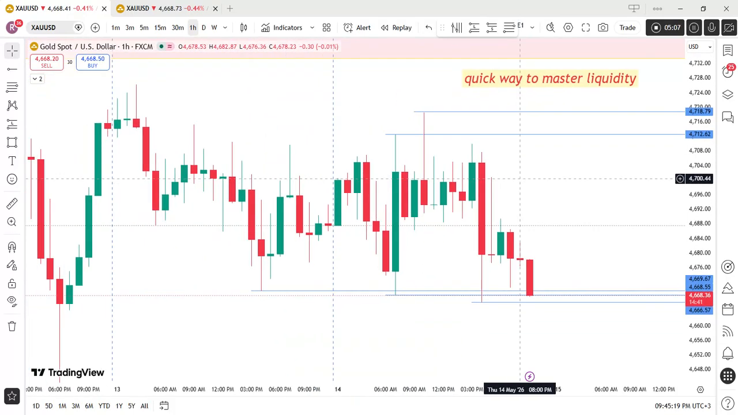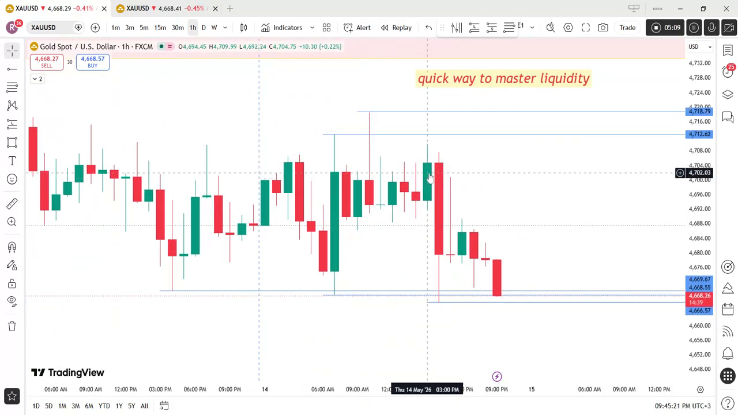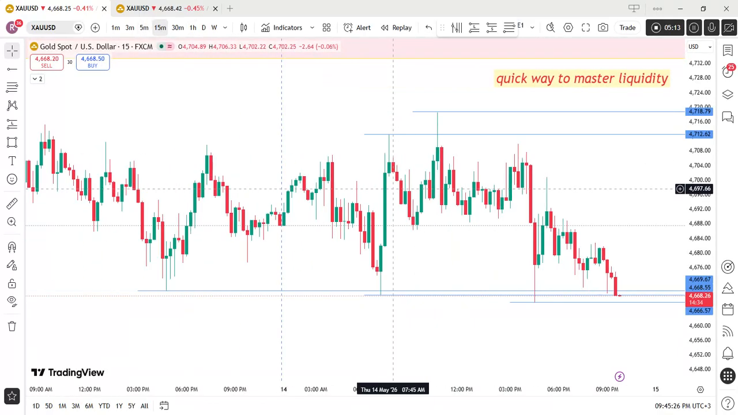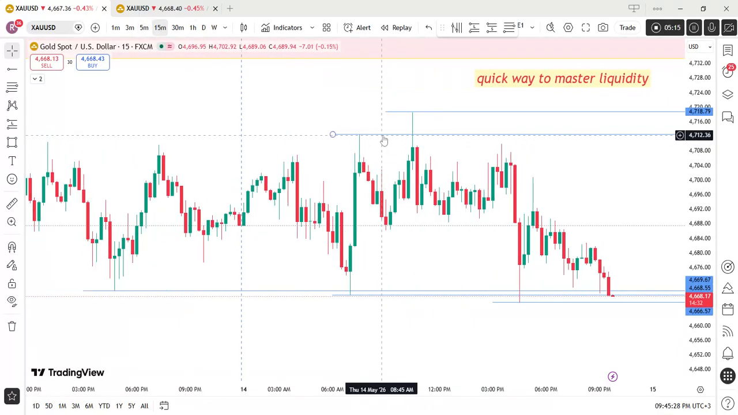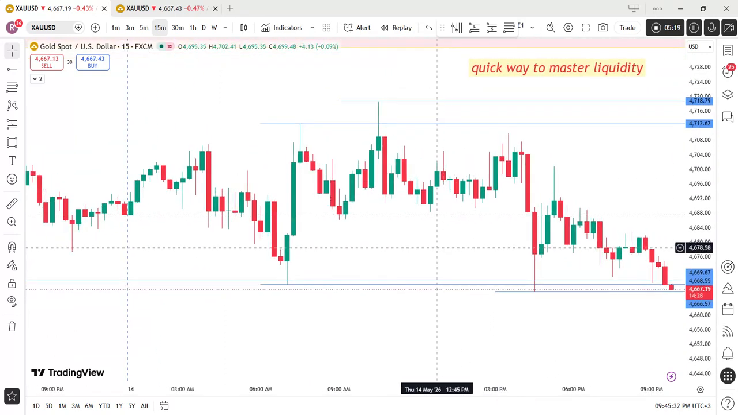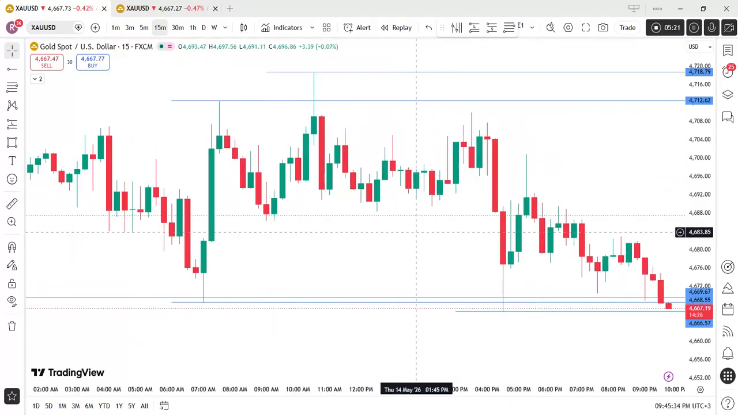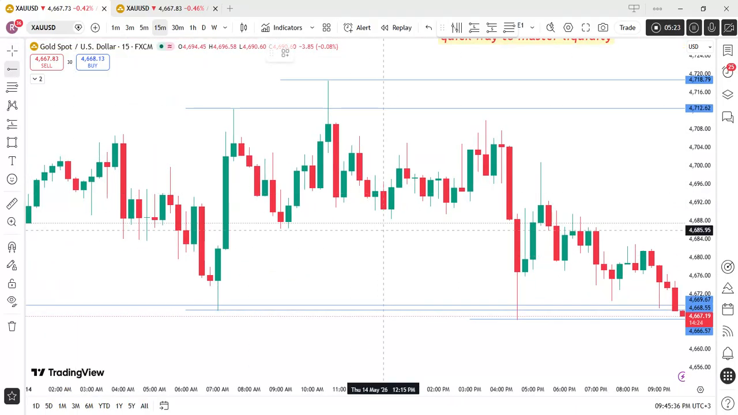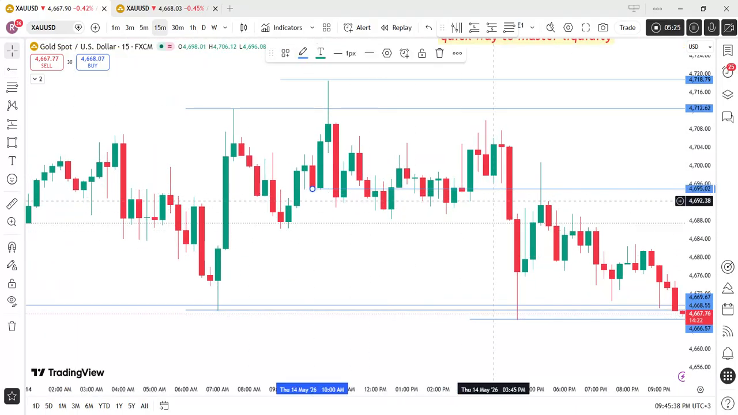So the smart traders are going to be okay. Once this has happened, they move into lower time frames, for example, like 15 minutes. This is the sweep from this high on 15 minutes. So what are they looking for? They're waiting for a market structure shift or a break of structure, for example, from here, which we get from here.